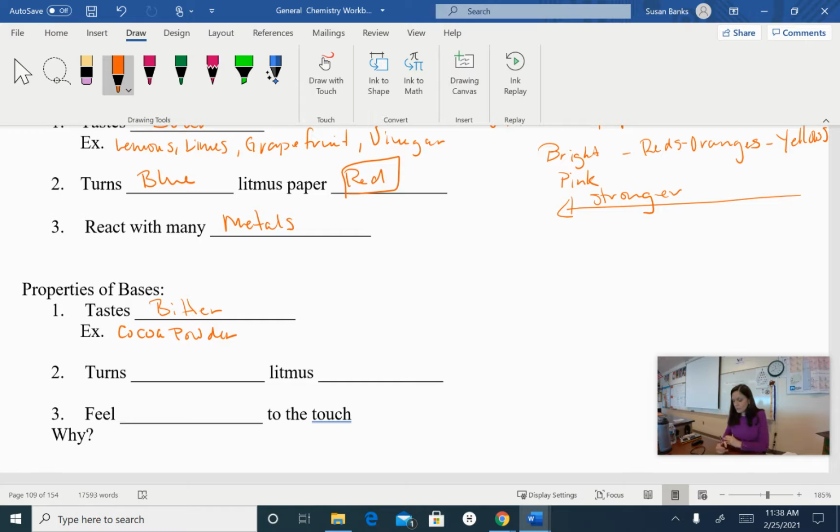Now, bases turn red litmus paper blue. Ooh, and I can't spell today. Blue. Let's write that better. All right. And if we're using universal paper, and remember, universal paper is the paper that has all kinds of colors that we can go from reds, bright pinks, reds, all the way to navy, dark blues, indigos. It turns the universal paper the cool colors.